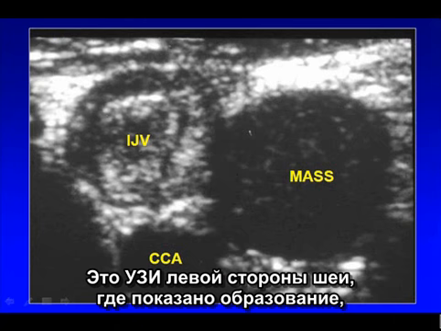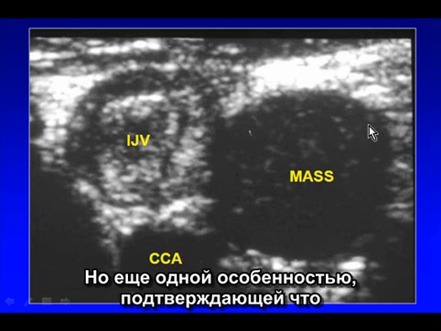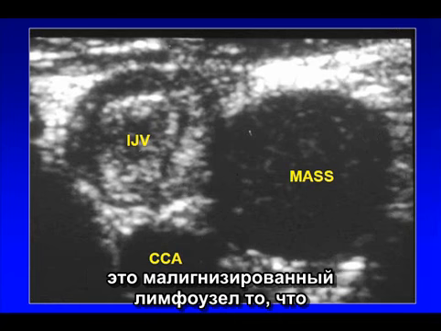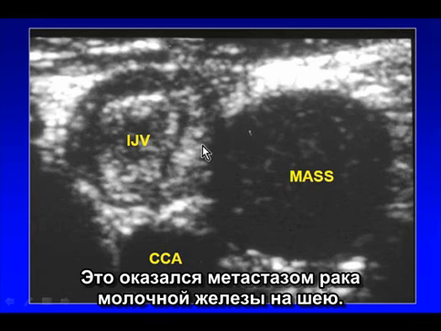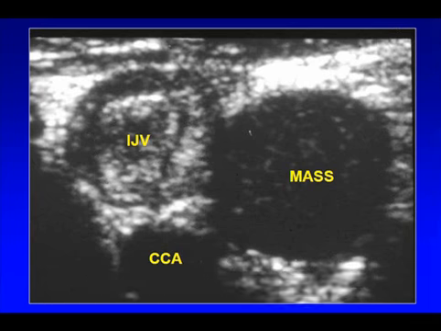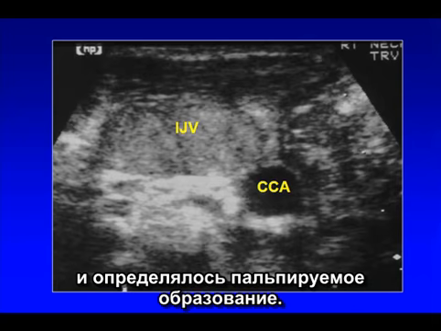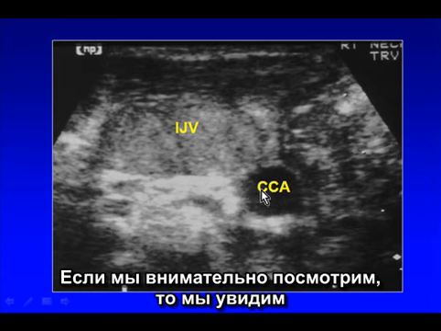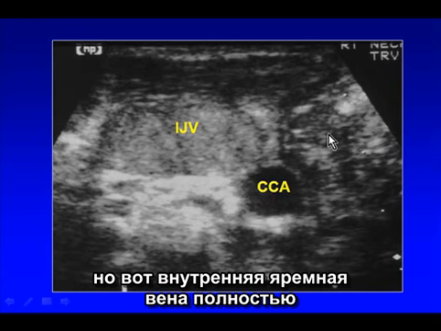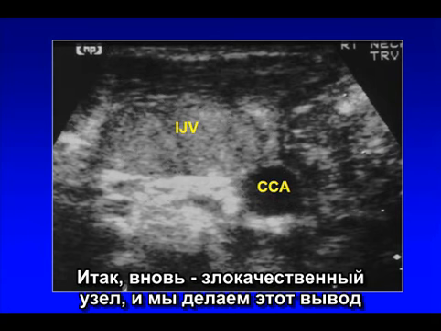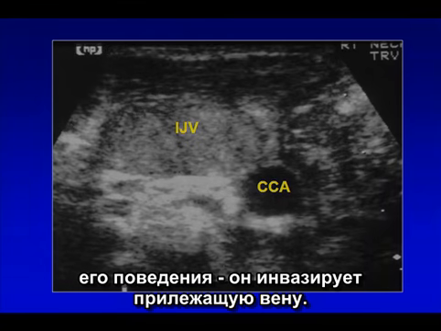This is an ultrasound of the left side of the neck, which shows a mass that does not have any benign characteristics of a lymph node, but the other signal that this is in fact malignant is the fact that it is causing thrombosis of the adjacent internal jugular vein. And this turned out to be metastatic breast carcinoma to the neck. This is a patient with a history of carcinoma of the thyroid and had a palpable mass. When we looked carefully, we realized we could see the common carotid artery on the right, but that the internal jugular vein was completely filled with echogenic soft tissue. So again, a malignant node, not only by its morphology, but by its behavior, invading the adjacent vein.